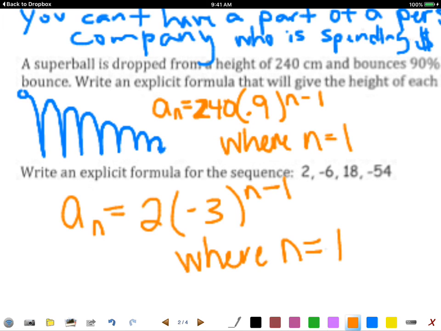I know we skipped number 4 and 5. I think I'm just going to let it be for right now and not address those.